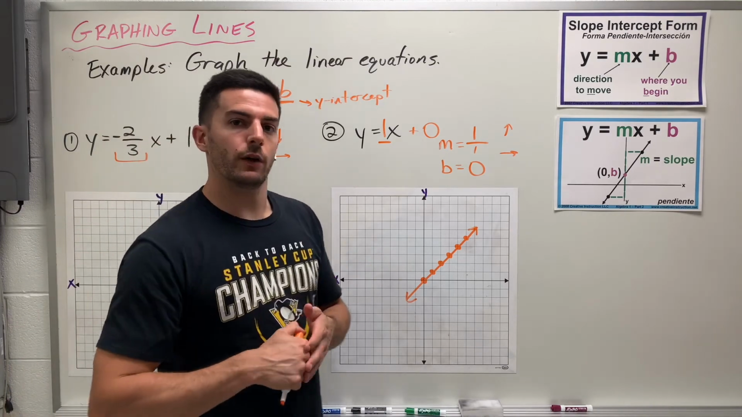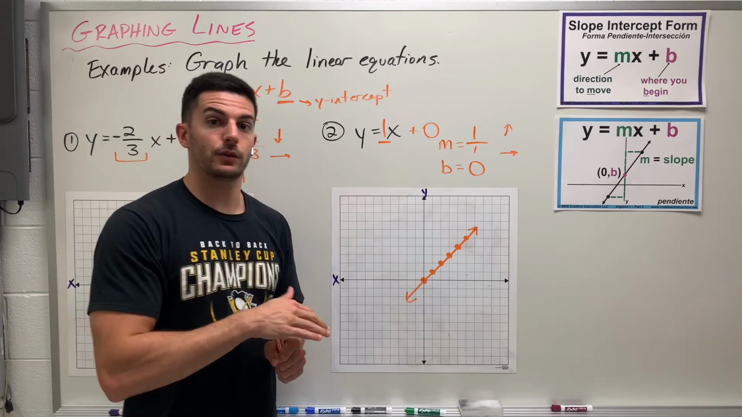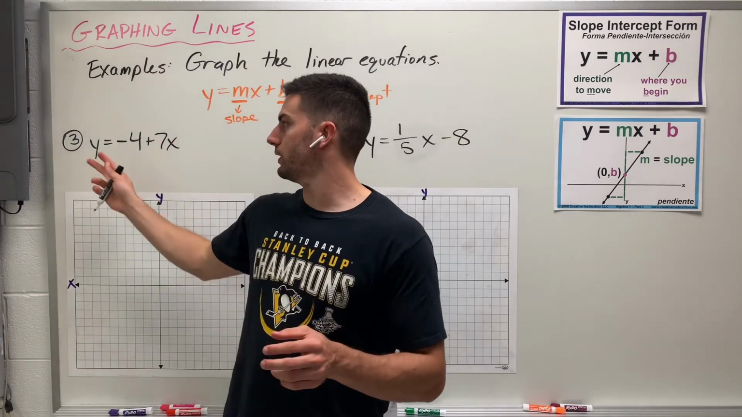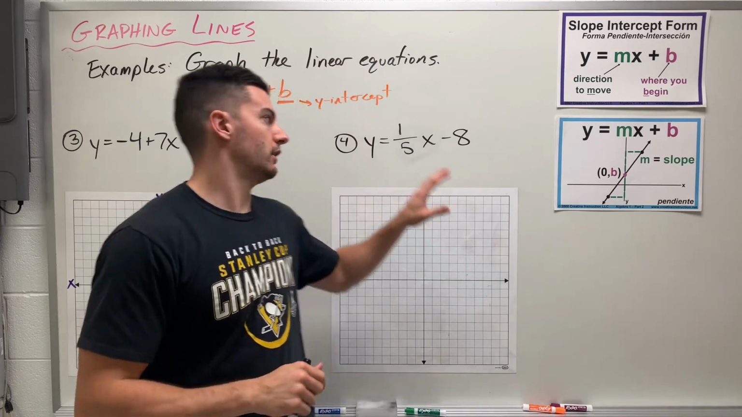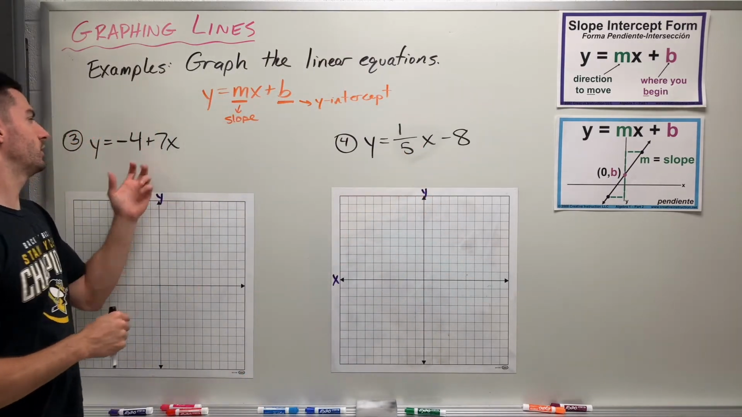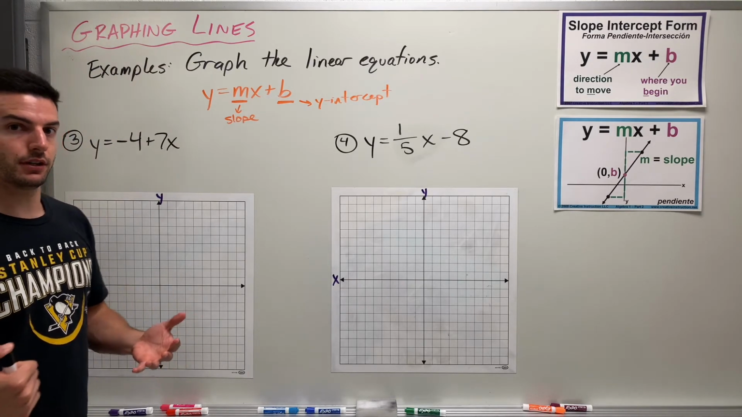Let's do a couple more here. Hopefully it's starting to make a little bit more sense, and then we will move on, okay? So I got 2 more equations up here. I got y equals negative 4 plus 7x, and then I got this guy as well. Okay, but let's start here with number 3. If you look closely at this one, you might notice it's a little bit different, okay?